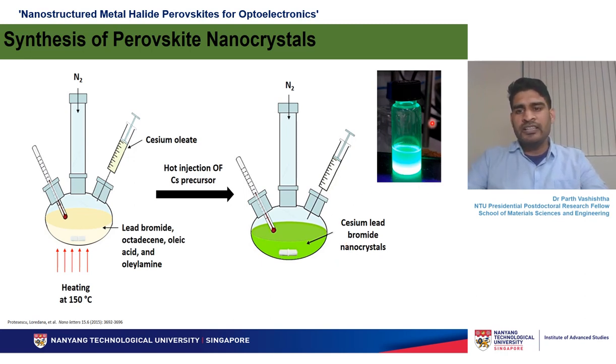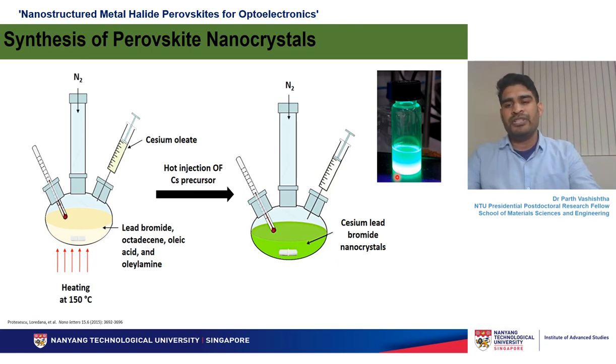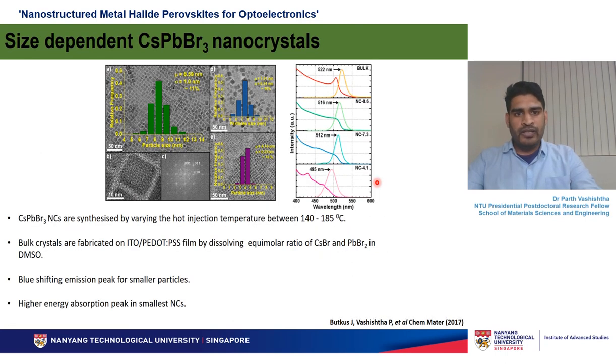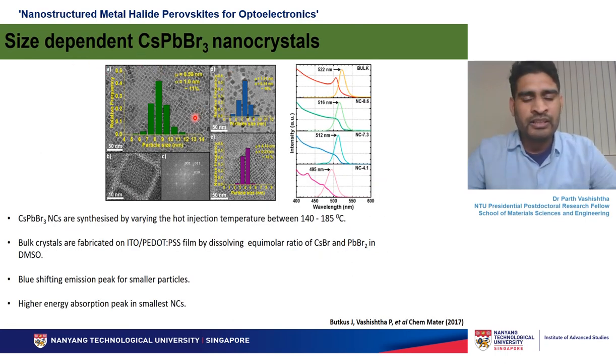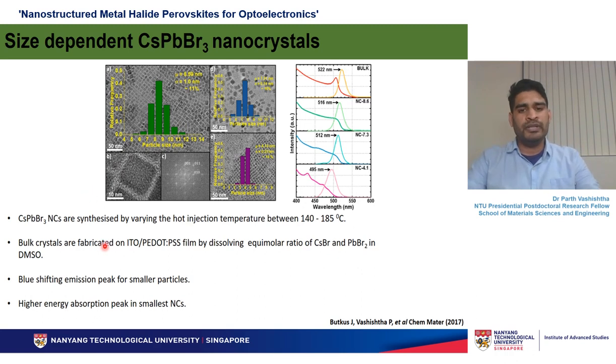And as we can see here clearly, these nanocrystals are highly luminescent with very sharp emission, for example here in the green spectral region. And how we do the size tuning: we did it by changing the reaction temperature. Just by changing the hot injection temperature from 140 to 185, we can get these three different sizes, from 9 to 7 to 4 nanometers. All these different sizes have different emission properties. For example, here you can see the bigger particle had 516 and the smaller had 495. So you can tune the emission.